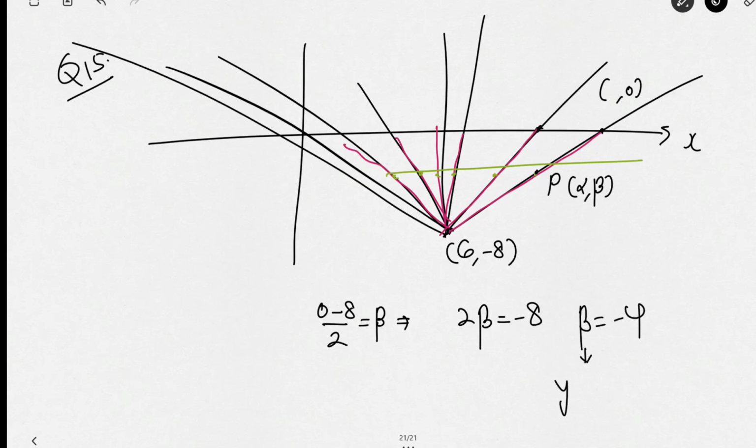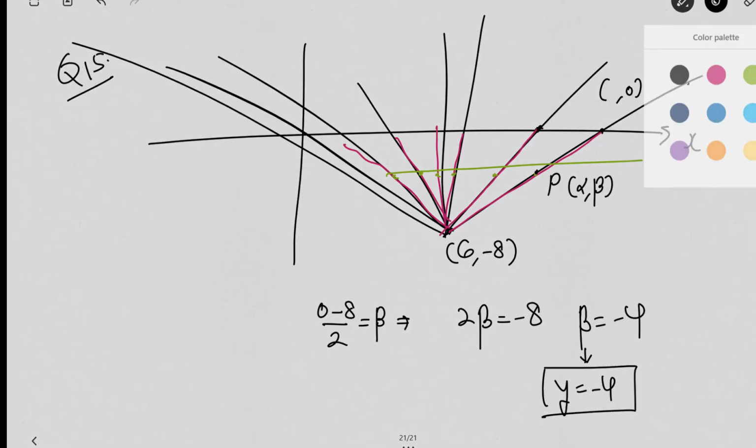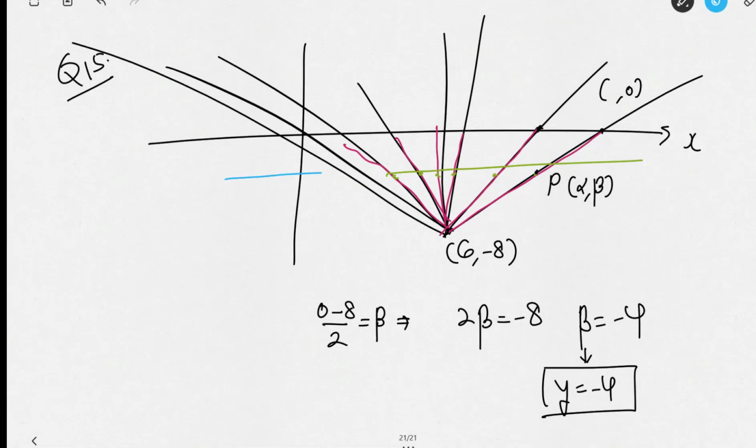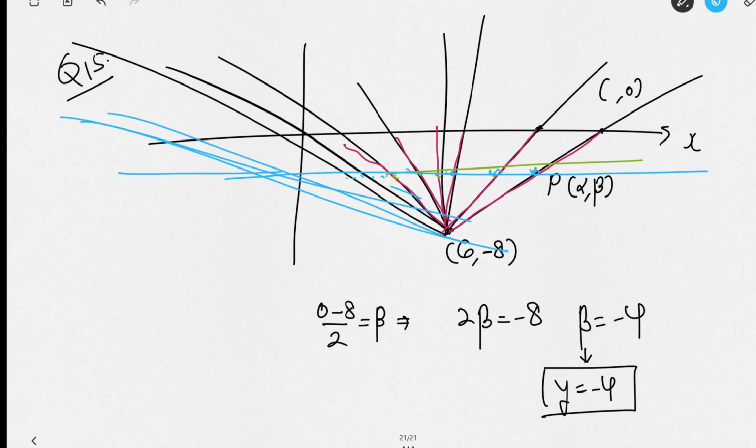If you put this as y, y is minus 4, and y equals minus 4 is what line? Obviously this line. You see this? So the P is moving like this. Even if you're making so many lines, P will be constrained on this line. So y equals negative 4 is the answer.